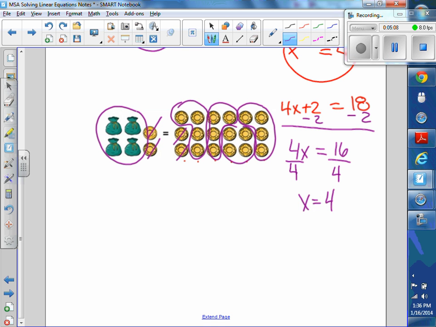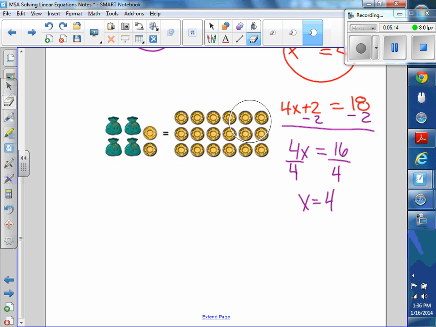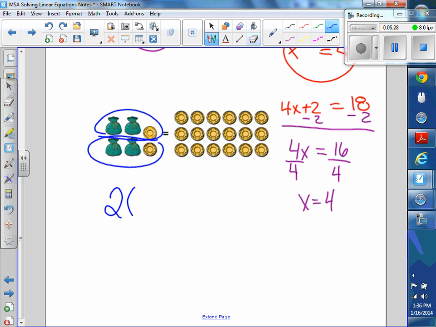But, Allie, I'm going to have you hold your question for a minute. I'm going to ask you to look at this a different way, because can you see even groups over here? How many do you see, Nick? I see 2 bags of 1 coin. 2 groups of 2 bags and 1 coin. Do you see that? So 2 groups of 2x plus 1. Does that make sense?